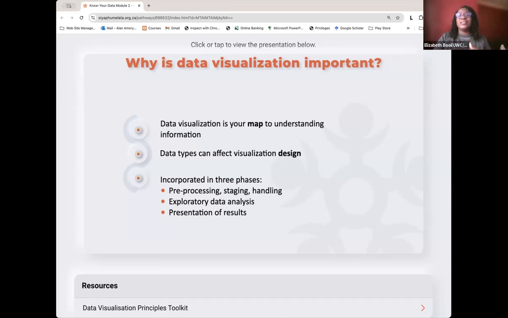So visualization is incorporated in different phases of the data analytics process. If you're not visualizing your data, sometimes you are missing those nuances that are hidden within your data. So we look at it from pre-processing to exploratory to presentation. Next slide. Sorry.